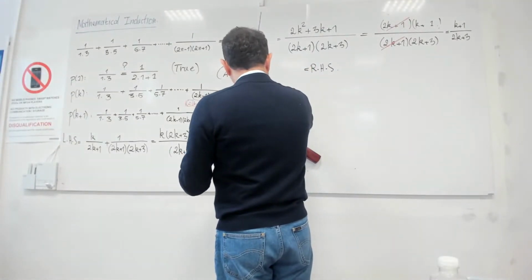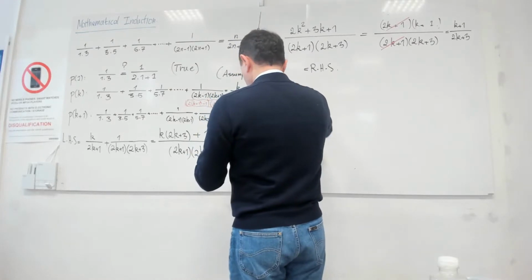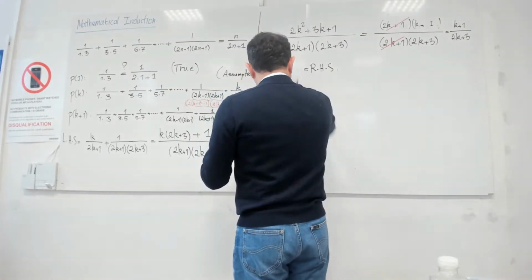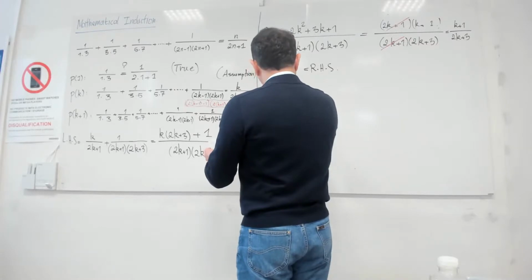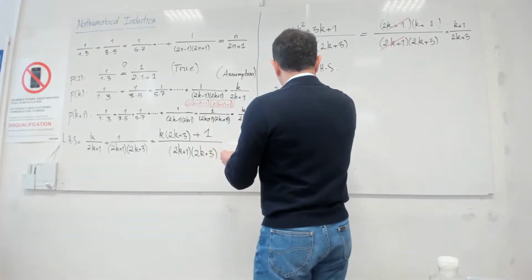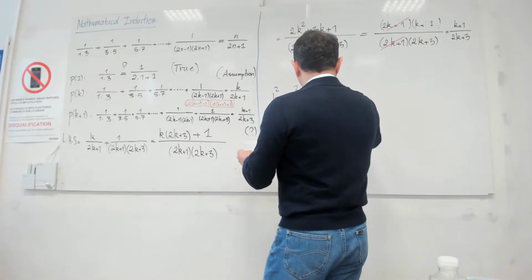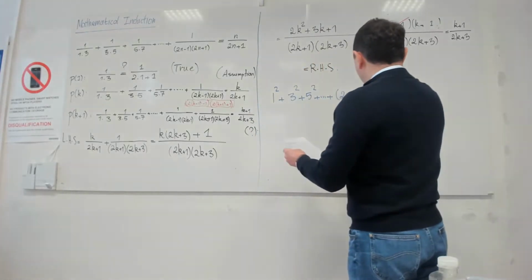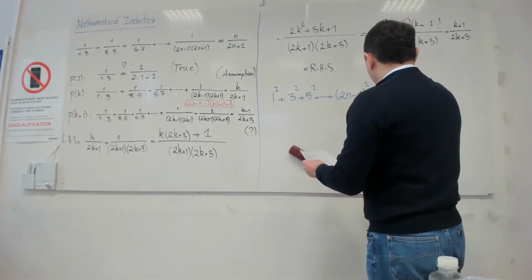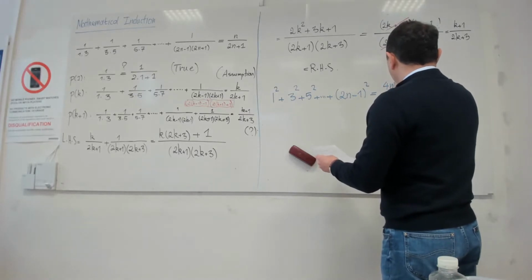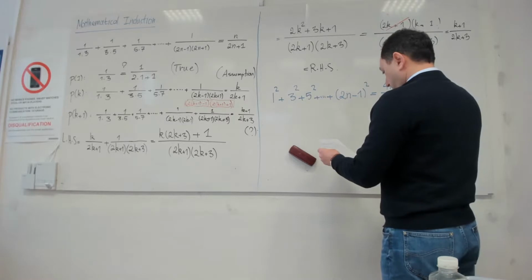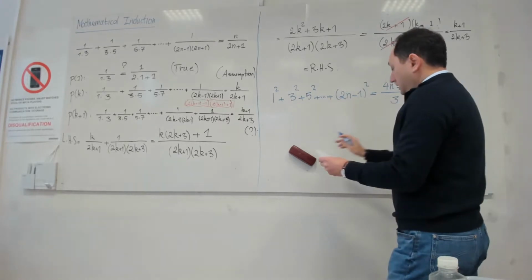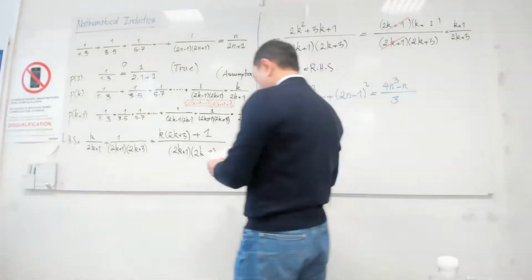So 1 to the power 2 plus 3 to the power 2, plus, no, sorry, 1 to the power 2, yeah, that was right, 3 to the power 2 plus 5 to the power 2 plus up to 2n minus 1 to the power 2 is equal to 4n cubed minus n divided by 3. Yes? So that is one, you can work on it if you like.